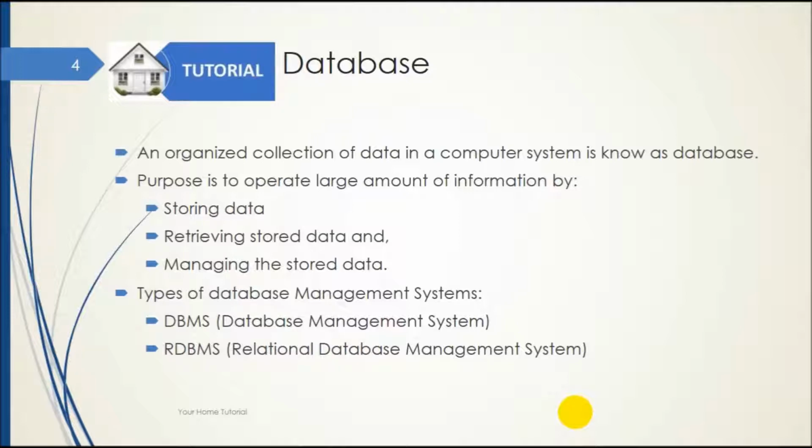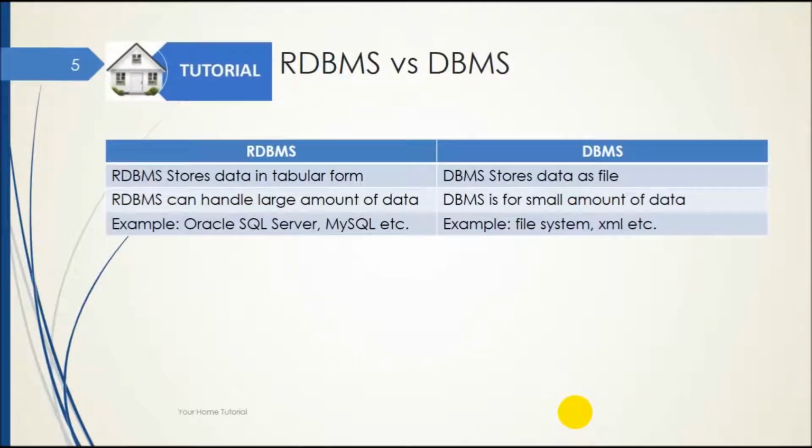Let us first understand the difference between RDBMS and DBMS. RDBMS, as I told you, stores data in tabular form, and DBMS stores data as a file. This is a very basic and main difference between these two. RDBMS stores data in tabular form, which are related to each other. DBMS stores data as a file. They might store data in a tabular form, but they will not be related to each other.